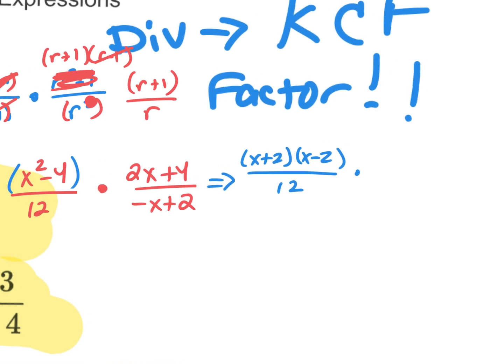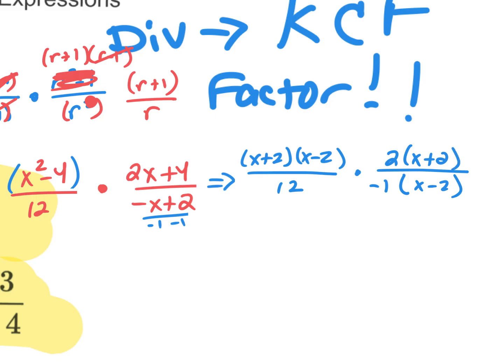Now let's go over to the right-hand side right here. What can I take out of negative x plus 2? We don't like when things are negative, right? So what can I take out? Okay, I'm going to take out a negative 1, and then when I divide this by negative 1, what does that leave me with? X minus 2, good. And then on my top right, what can I take out of 2x plus 4? I can take out a 2, and I'm left with x plus 2.